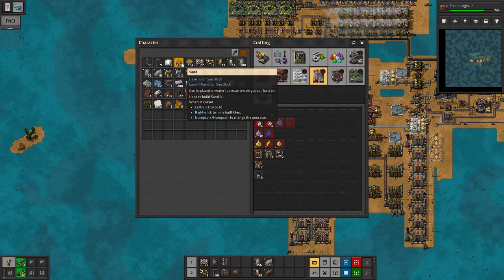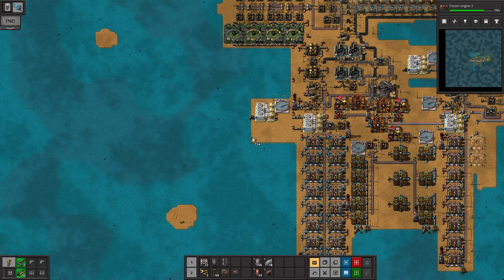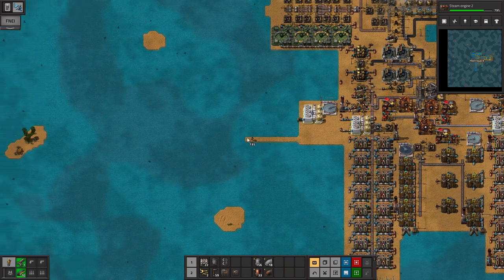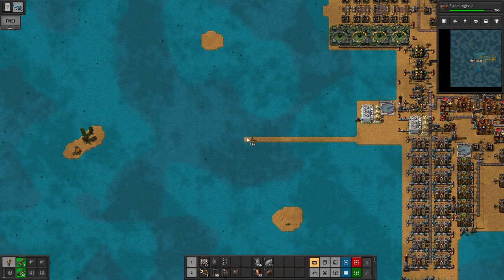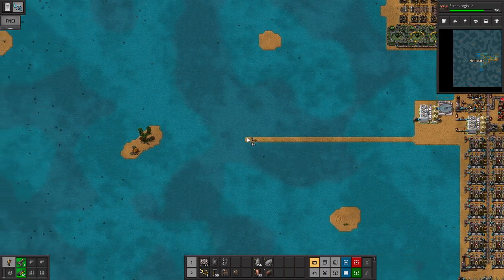That's a desert garden. But I kind of want it anyway. This is a big waste of landfill. I really should not have done this.